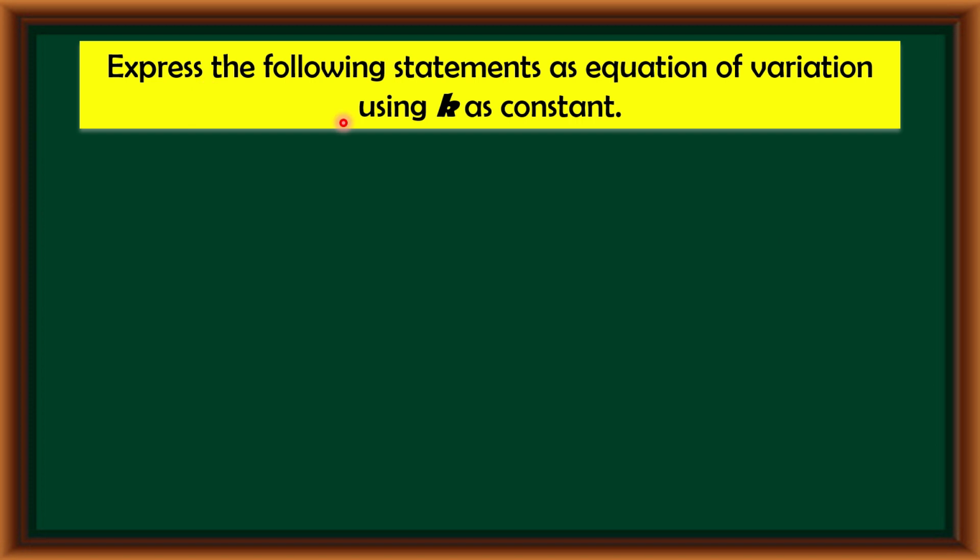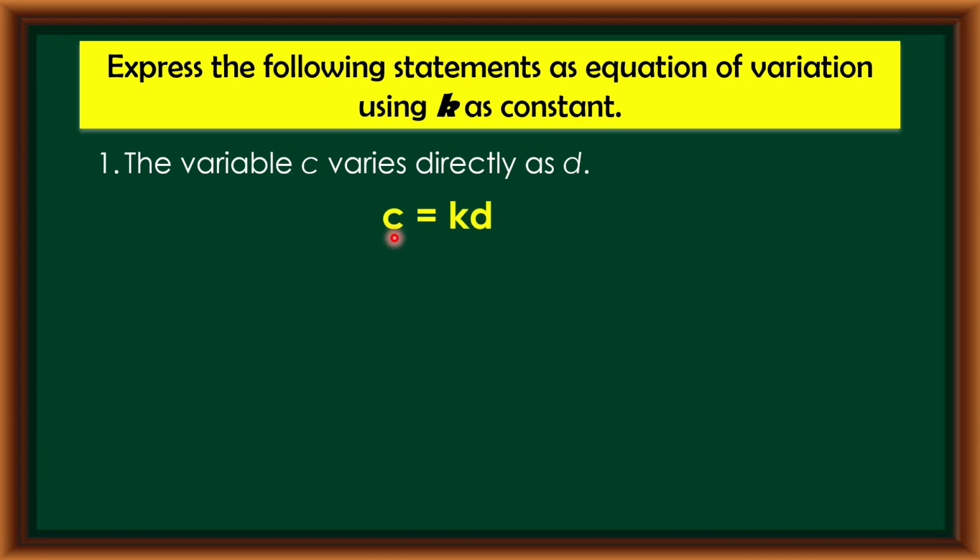Let us express the following statements as equations of variation using k as the constant. Number 1, the variable c varies directly as t. So the equation for this statement will be c is equal to k times t, in which the first variable given here, which is c, will be isolated to the left side, while the second given variable will be at the right side together with the constant k.